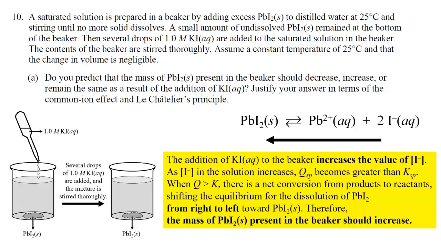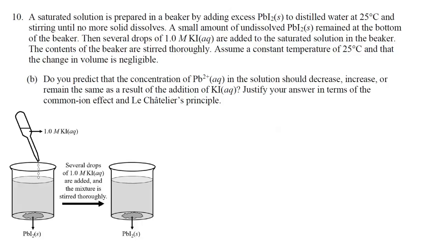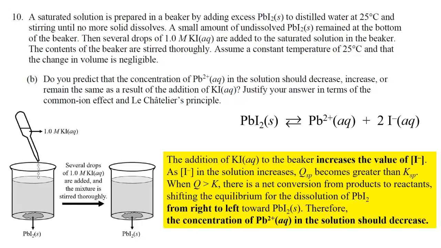Now, as we take a look at part B of this question, it's a very similar justification, but we're talking now about a different component of this saturated solution. So take a look at part B. Do you predict that the concentration of the lead ion in the solution should decrease, increase, or remain the same as a result of the addition of the potassium iodide solution? Again, justify your answer in terms of the common ion effect and Le Chatelier's principle. So what we have is the same effect in terms of a shift in the equilibrium system, but now we're answering a slightly different question.